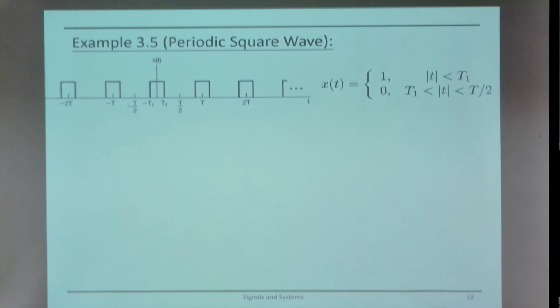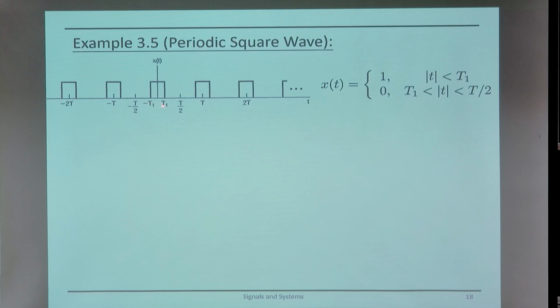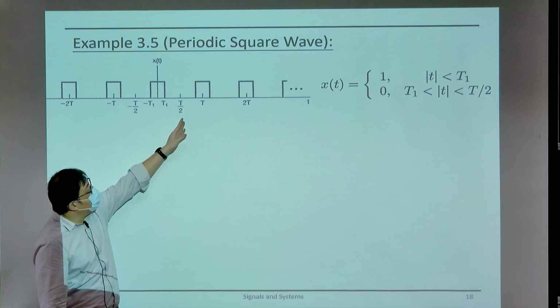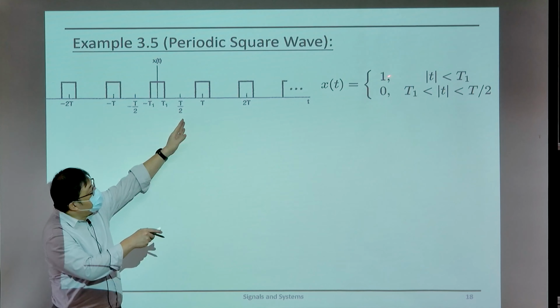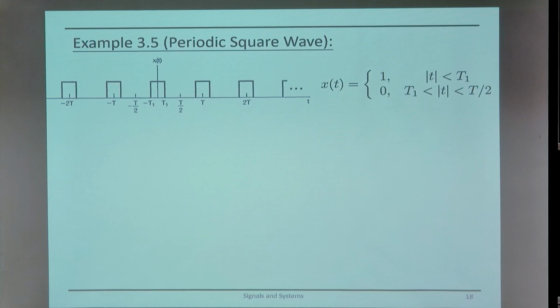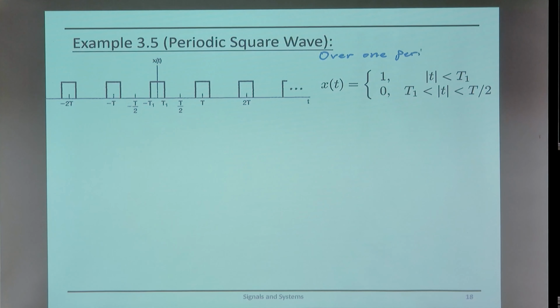So in this example, we have a periodic square wave. We have this square wave from minus t1 to t1, and it is repeated every integer multiple of capital T. If you look over only one period, from minus T over 2 to T over 2, x of t is essentially equal to 1 from minus t1 to t1, and 0 for the remaining period.